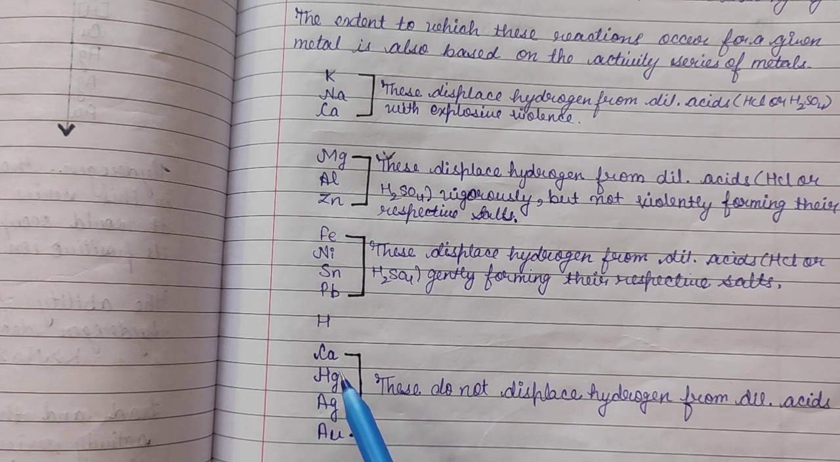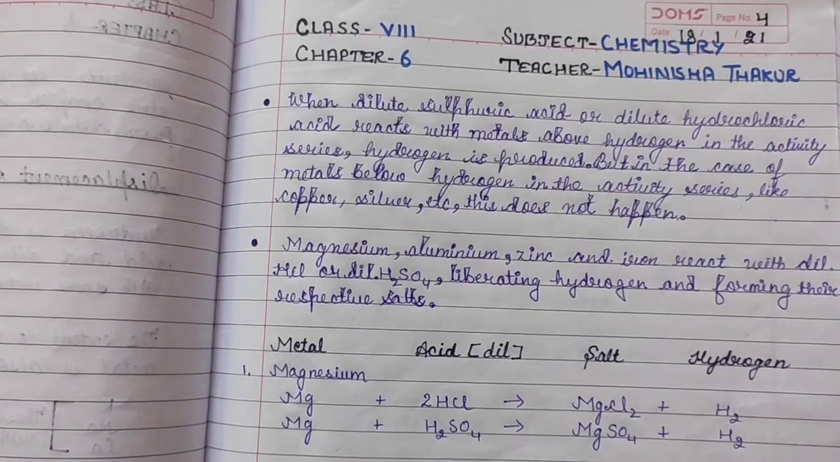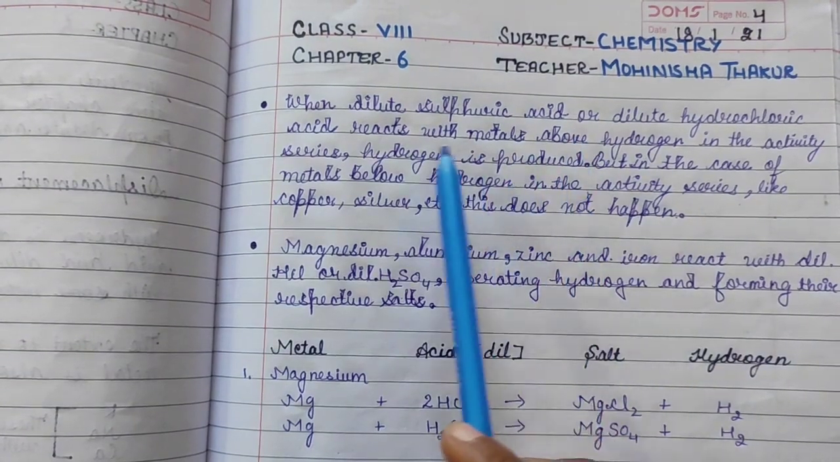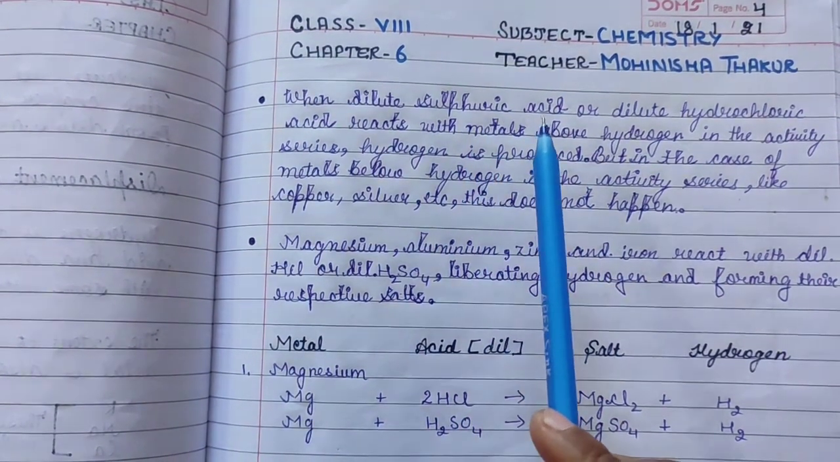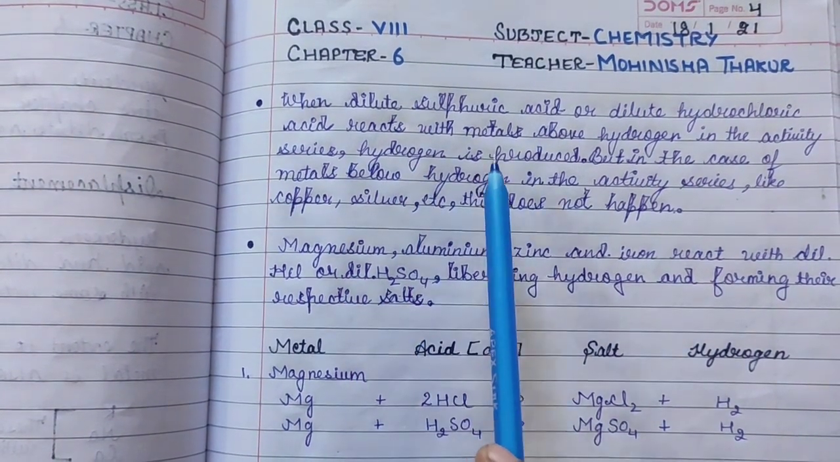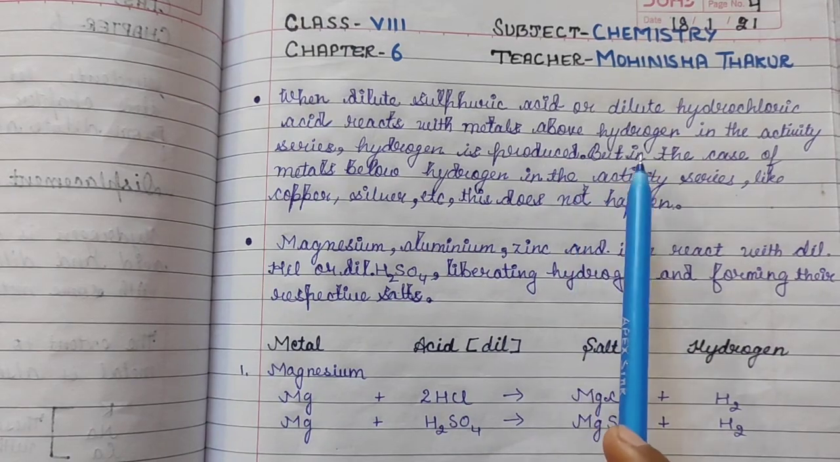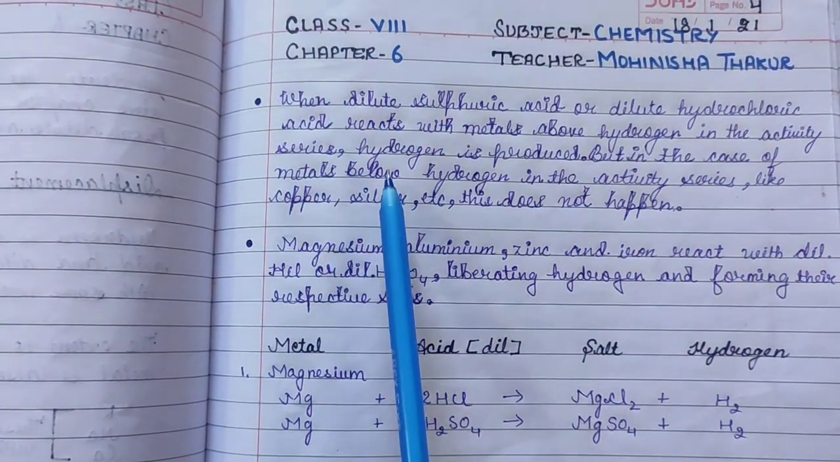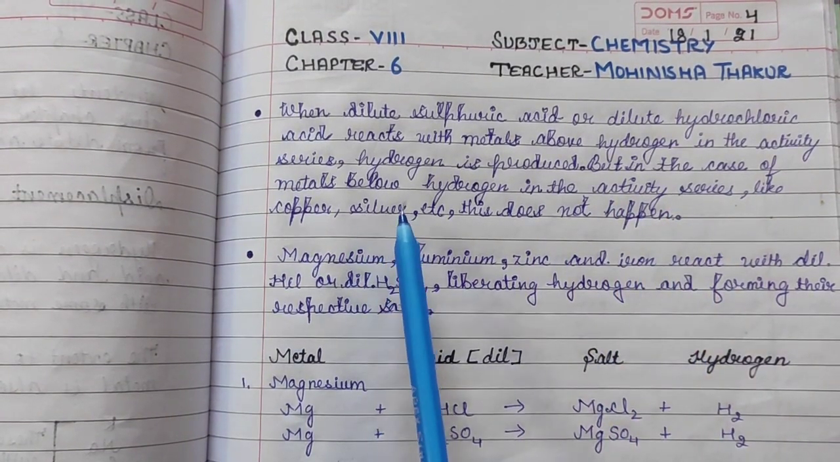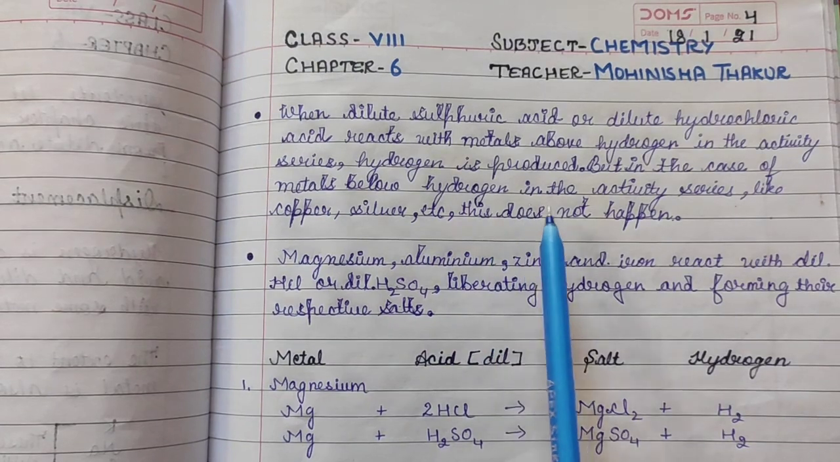And copper, mercury, silver, gold do not displace hydrogen from dilute acids. When dilute sulfuric acid or dilute hydrochloric acid react with metals above hydrogen in the activity series, hydrogen is produced. But in the case of metals below hydrogen in the activity series like copper, silver, etc., this does not happen.